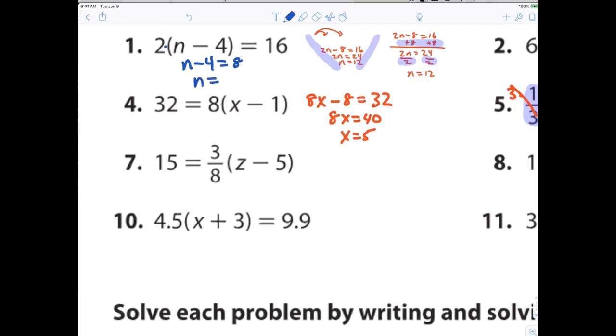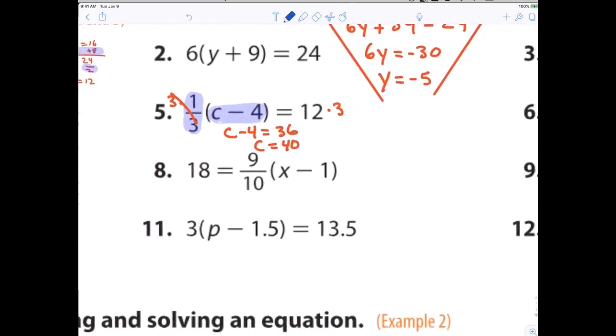N equals what? Can you see the same answers? Everybody see how it's the same answer? Do you agree that's kind of a nice way to do that? Which one's quicker? The one we just did. All right, so one more example. Let's look at number 2.